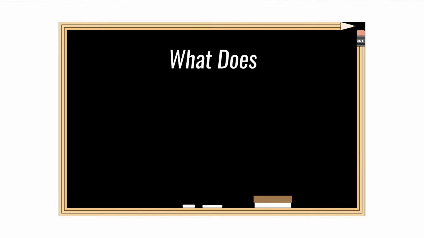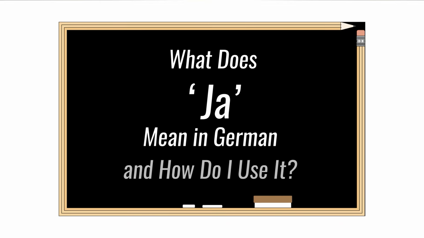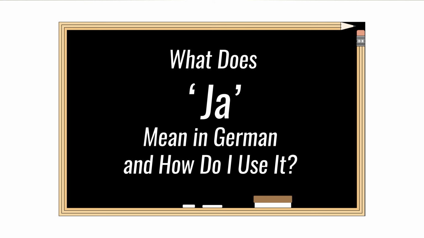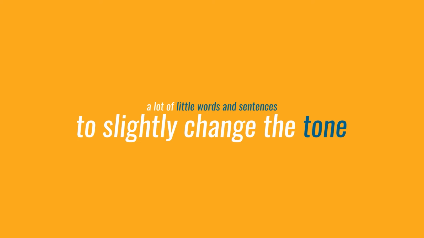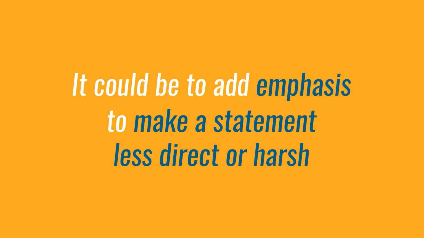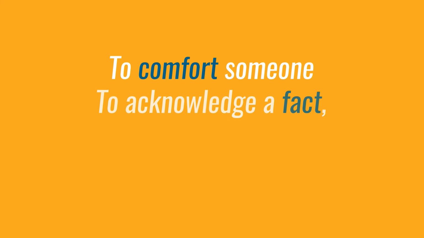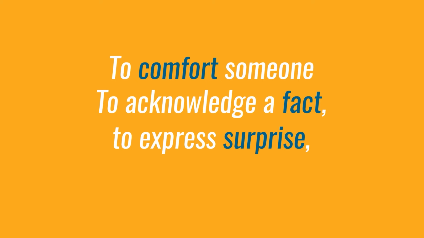The question for this lesson is, what does "ja" mean in German and how do I use it? The German language uses a lot of little words in sentences to slightly change the tone. It could be to add emphasis, to make a statement less direct or less harsh, to comfort someone, to acknowledge a fact, to express surprise, and more. One of these words is "ja."